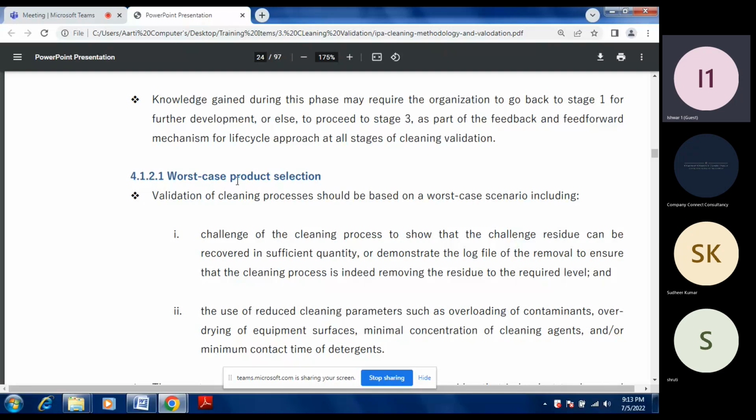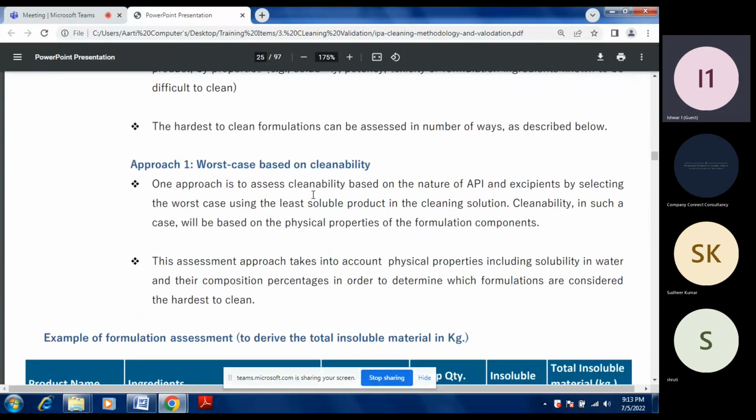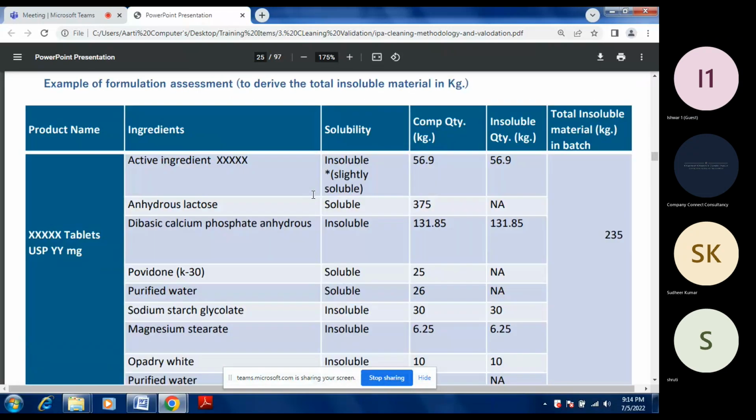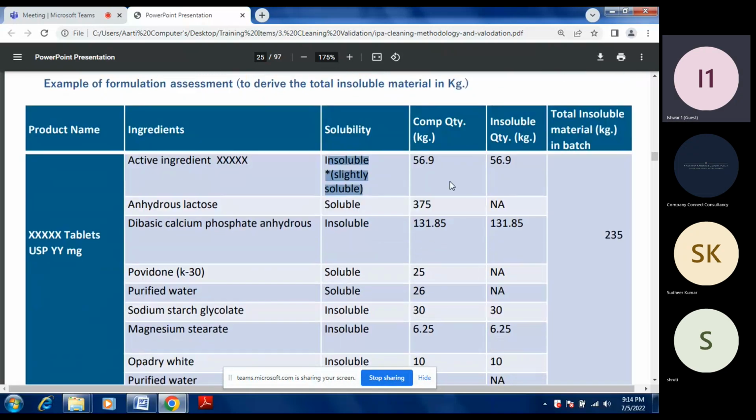Worst case product selection. How to select: as I told you earlier, we have to prepare the list of products. For example, we have tablets of different products, and the ingredients are part of that. In those products, some ingredients are soluble, some insoluble, and we note the quantity in kg of the batch size. So the total insoluble material in the batch is like that. We have to tabulate all those details of the batches.